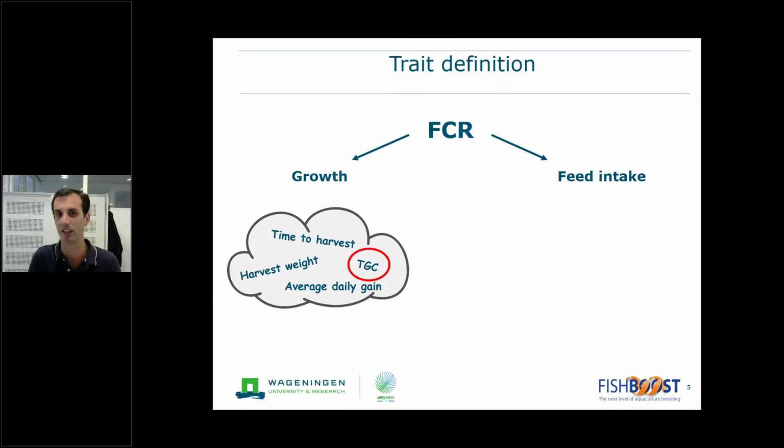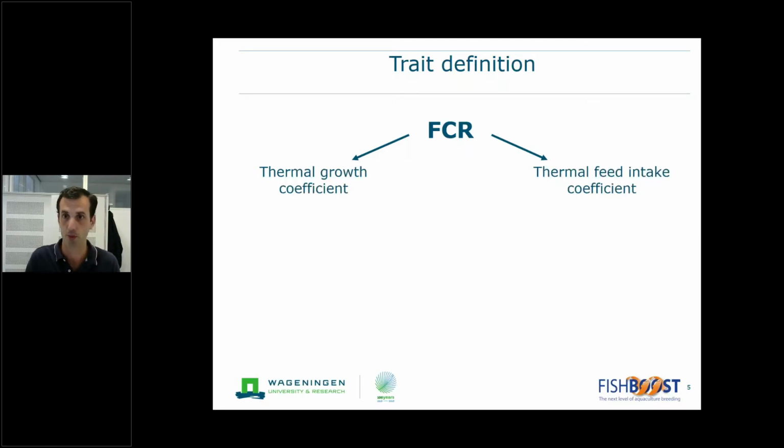And I think that genetic improvement should aim to improve the biological property of the fish. So that's why I used TGC, or thermal growth coefficient. So if we use thermal growth coefficient to describe growth, we might also use thermal feed intake coefficient to describe feed. And I will define these traits now.